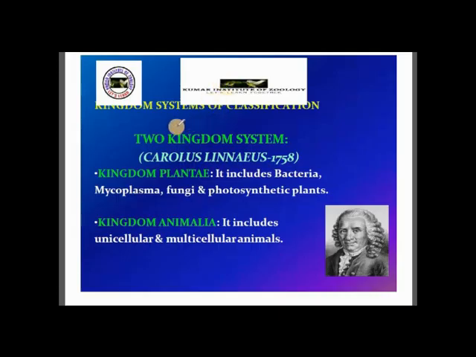Okay, before Whittaker, Carolus Linnaeus gave a two kingdom structure. Here, Plantae and Animalia. So Plantae includes bacteria, mycoplasma, fungi, and photosynthetic plants are included in the kingdom Plantae. And the second one is the kingdom Animalia. Here it includes unicellular and multicellular animals. So this type of two kingdom structure was given by Carolus Linnaeus.